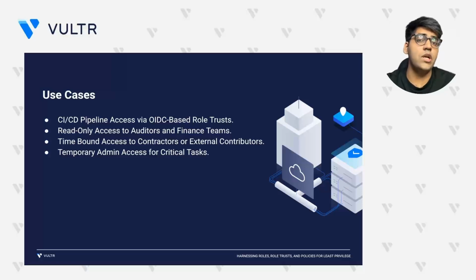When working with contractors or external contributors, you can provide time-bound access using assumable roles, ensuring their permissions automatically expire once their work is done. And for critical operations, such as debugging production issues or performing sensitive updates, you can grant temporary admin access. This way, elevated privileges are only available for a limited time, reducing the risk that comes with permanent high-level access while still allowing teams to move quickly when needed.